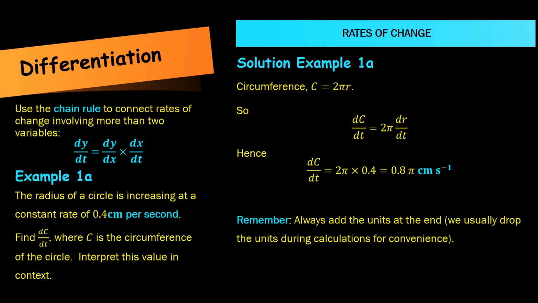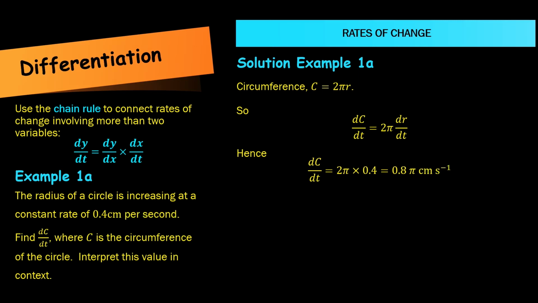Remember to always add the units at the end, as we usually drop the units during calculations for convenience. So we have that the rate of change of circumference is 0.8 pi centimeters per second.